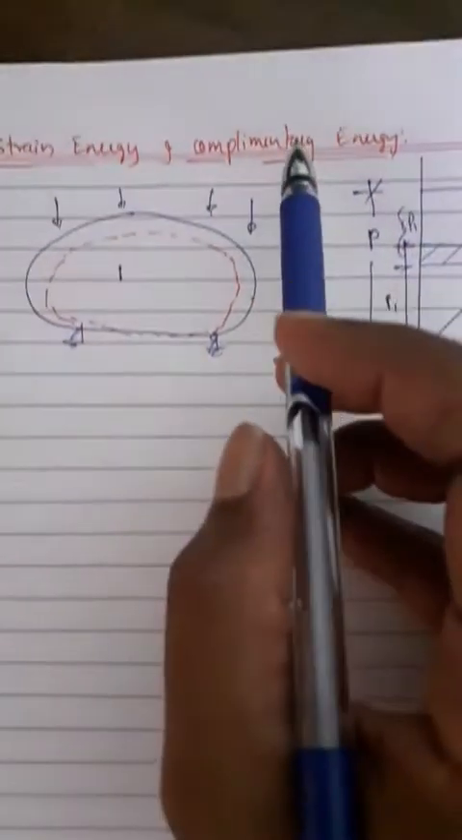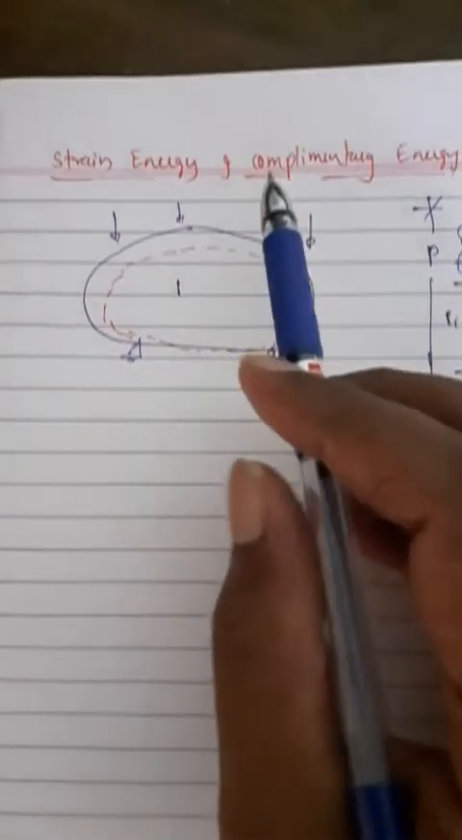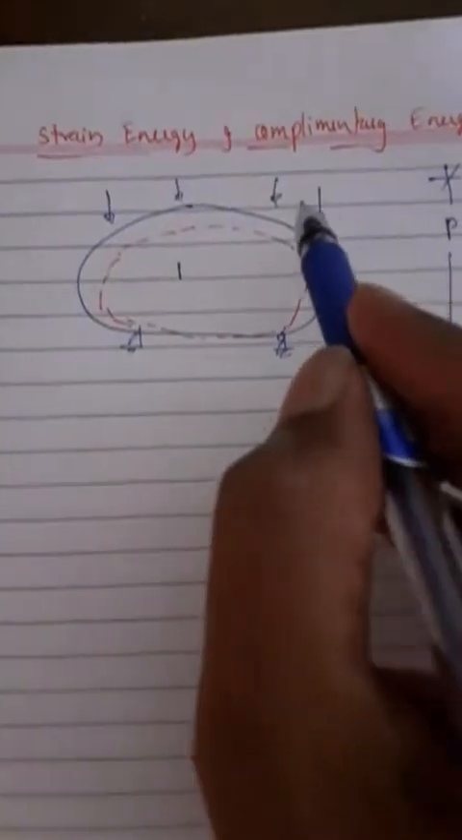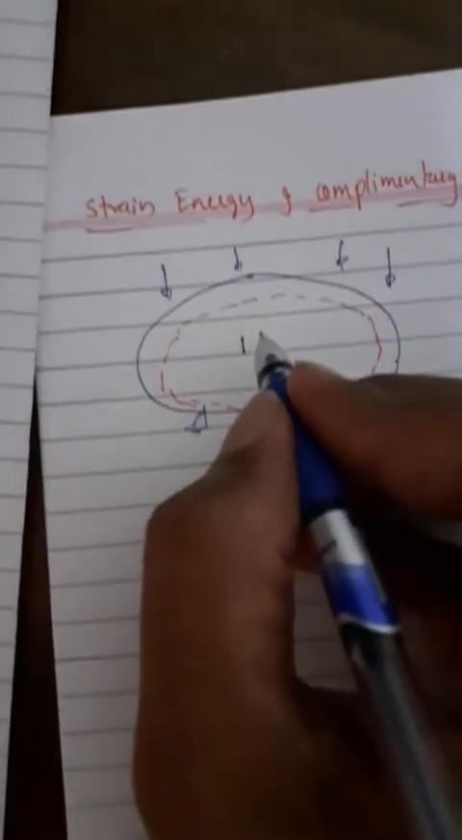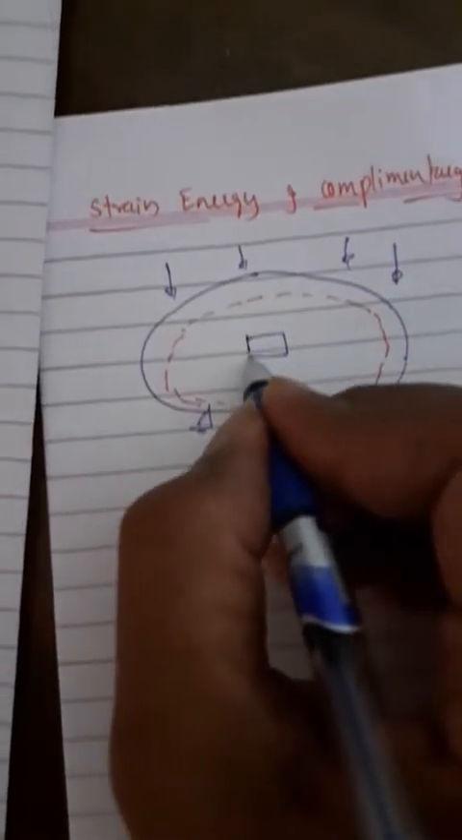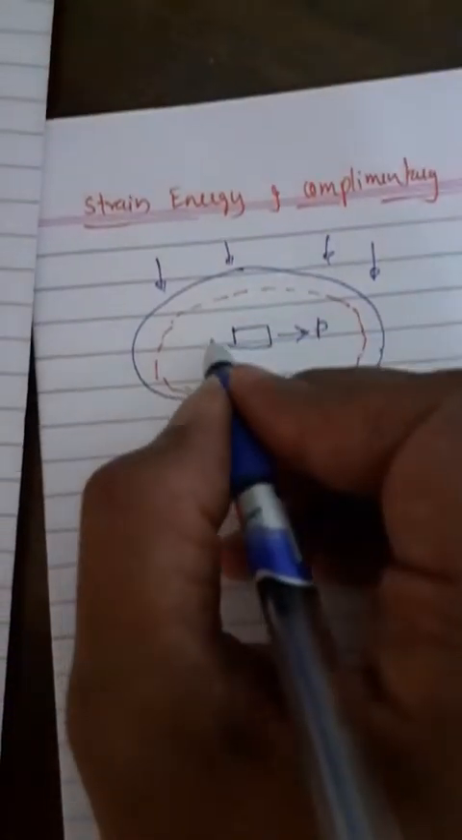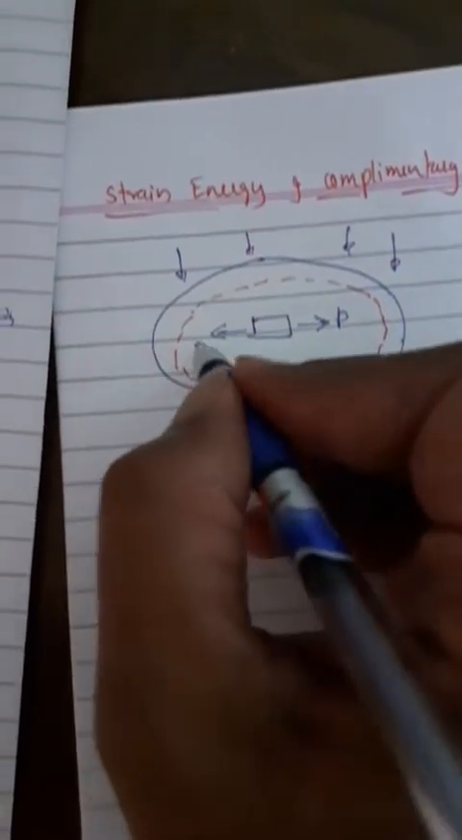Hello friends, today we will take up some derivations on strain energy. So let us take some derivation on strain energy and complementary energy. Let us consider a structural system. Let this structural system be acted upon by some loads. Let us consider a small element. Let the loads acting be P and P in both the directions.